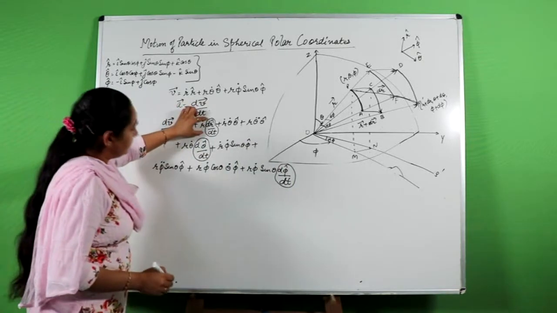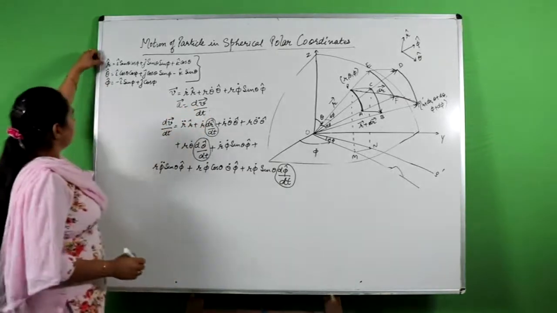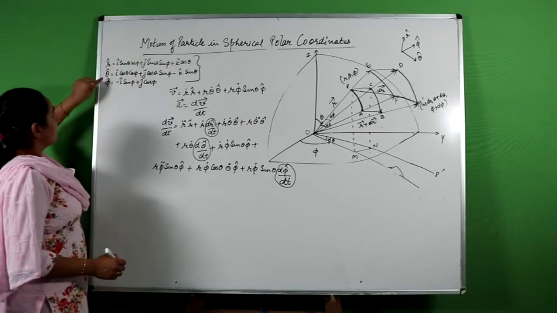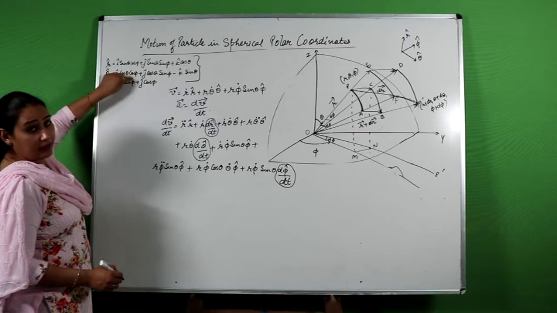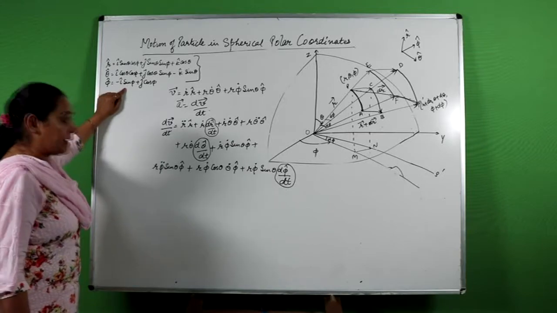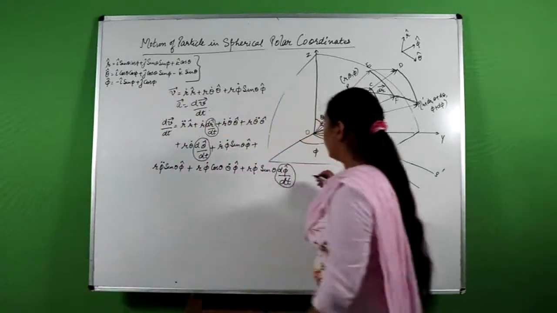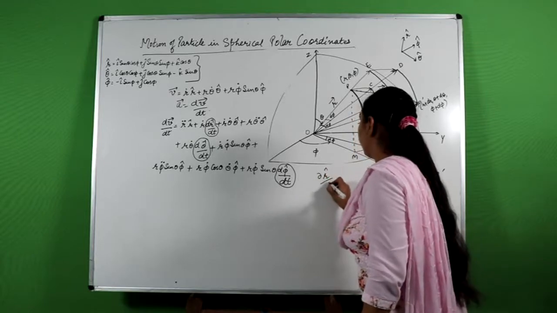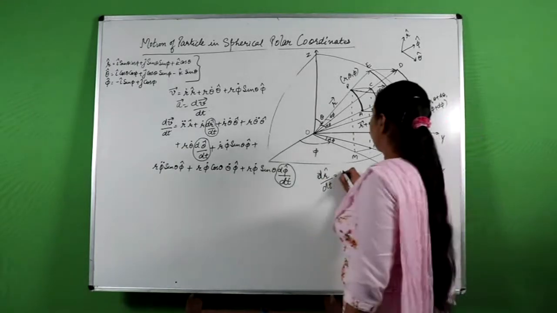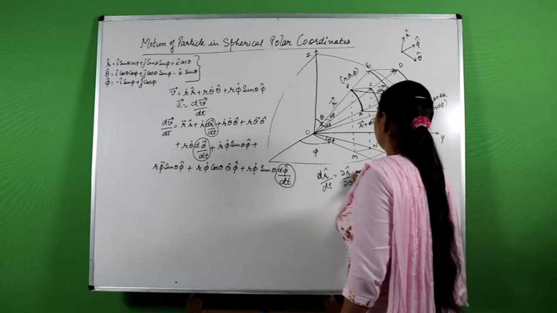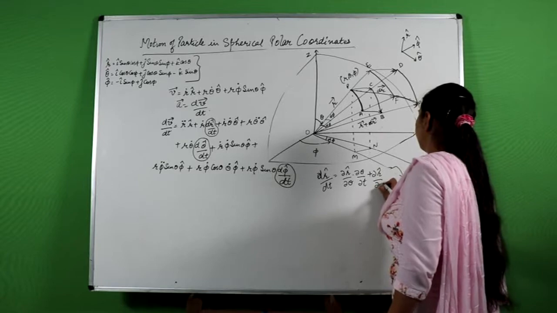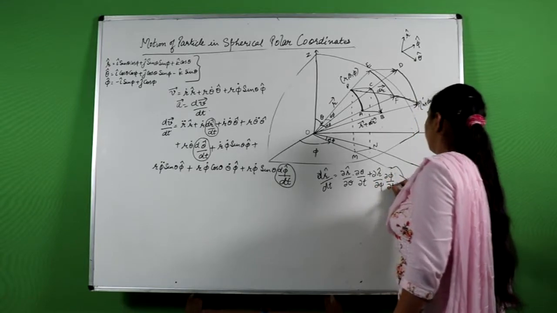Now let us first see dr cap by dt. As we know that r cap is a function of theta and phi. Theta cap is a function of theta and phi. Phi cap is a function of only phi. Now how can I calculate the value of dr cap by dt? Since r cap is a function of theta and phi, I can write it like this, by dt.